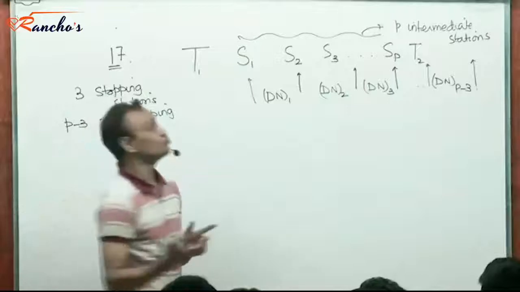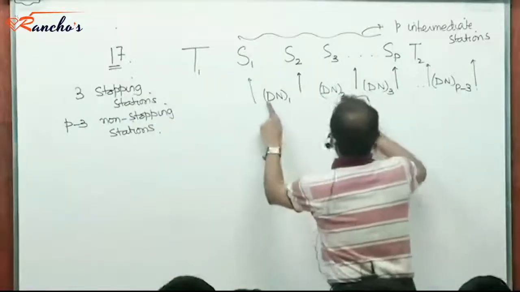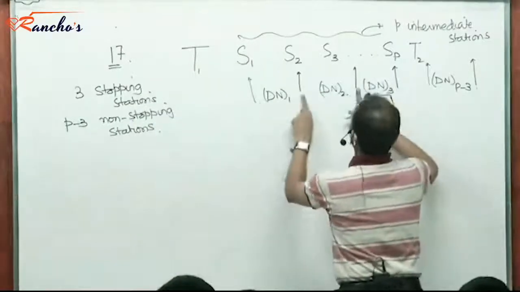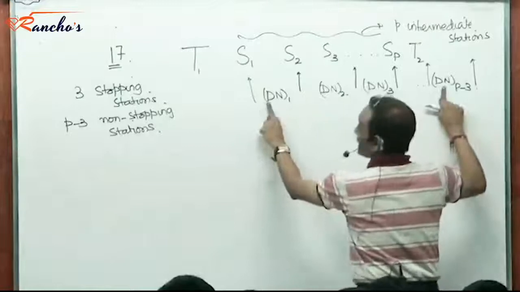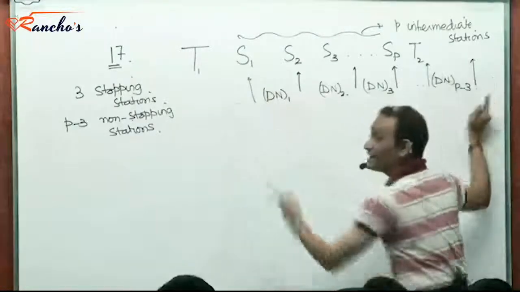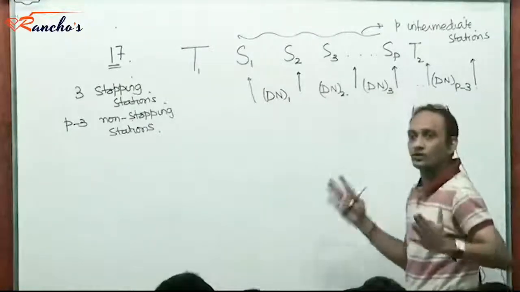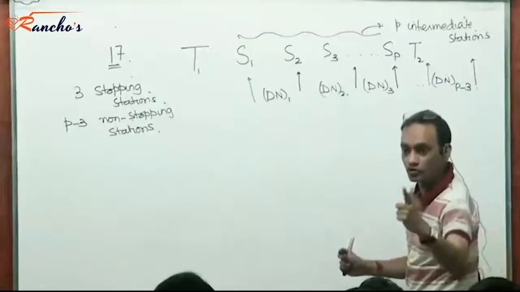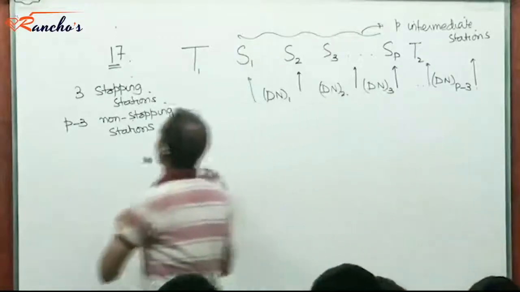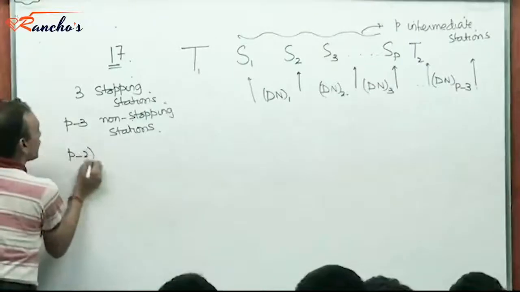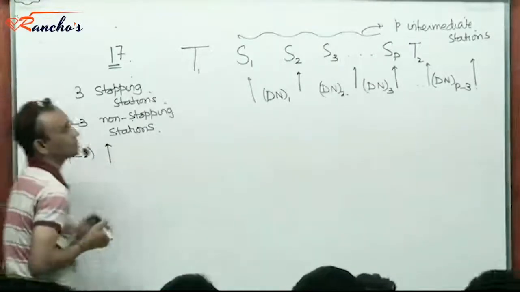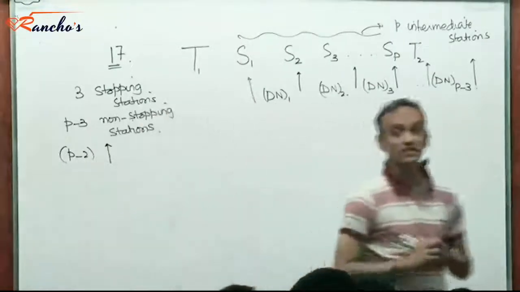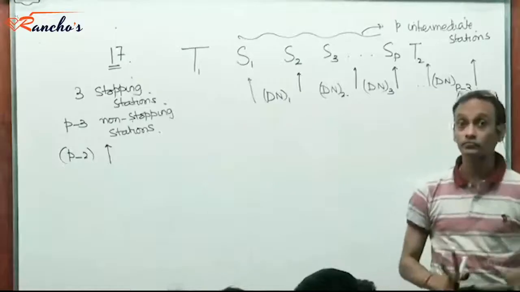P minus 2. See, between any 2 there is 1, between any 3 there are 2, between P minus 3 there will be P minus 4 plus 2 at the end, that is P minus 2 arrows. Do you see that there are P minus 2 arrows? Yes or no? Yes, sir. So there are P minus 2 arrows that I have symbolized there.